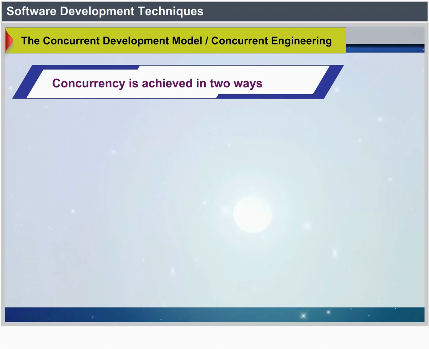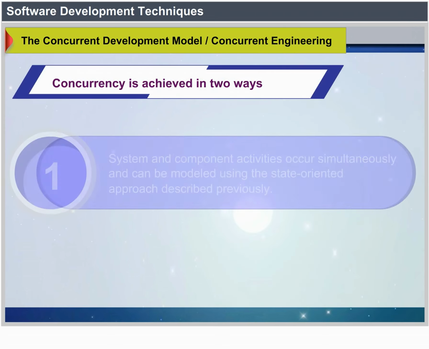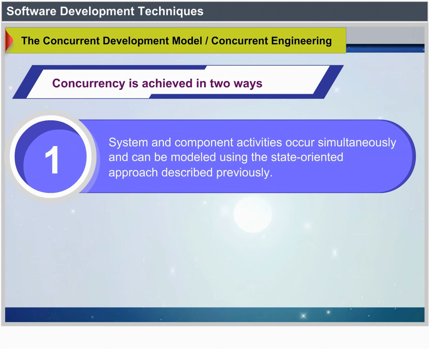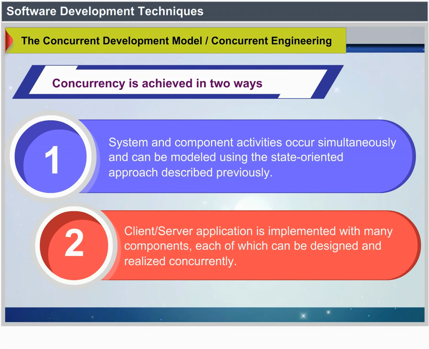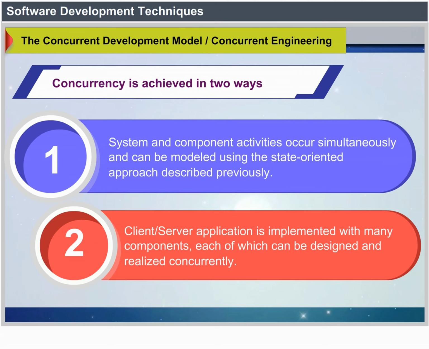Concurrency is achieved in two ways. System and component activities occur simultaneously and can be modeled using the state-oriented approach described previously. Client-server application is implemented with many components, each of which can be designed and realized concurrently.